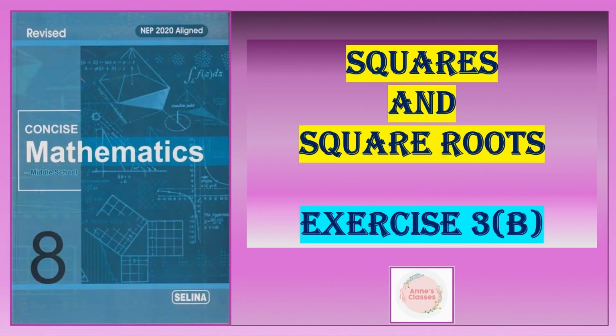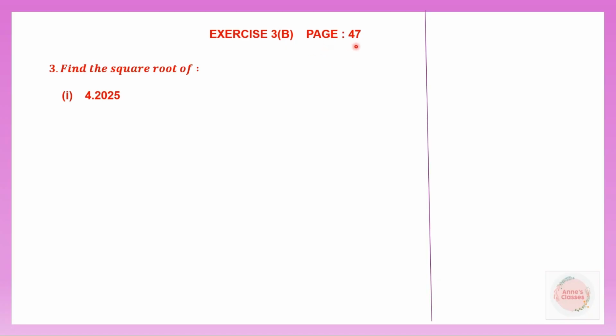We are doing squares and square roots exercise 3b, page number 47. Question 3, find the square root of. Now we can find the square root of 4.2025 by the prime factor method or the division method.